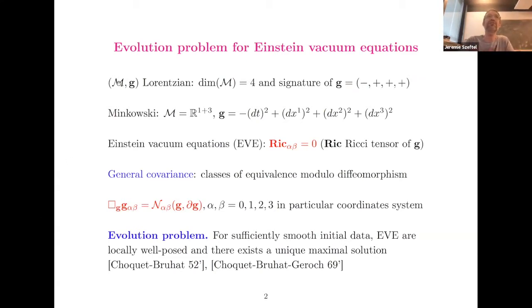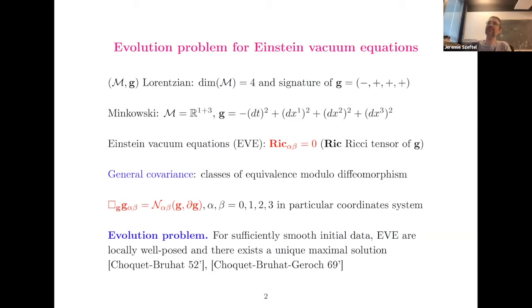I'm going to start with a Lorentzian manifold M, which has dimension 4, 1 for time and 3 for space. And that comes together with the Lorentzian metric g, which has signature minus, plus, plus, plus. So let me immediately present the simplest case, the simplest example. This is the Minkowski spacetime. So the manifold is R^(1+3), and the Minkowski metric written here in Cartesian coordinates is given by minus dt squared plus dx1 squared plus dx2 squared plus dx3 squared.